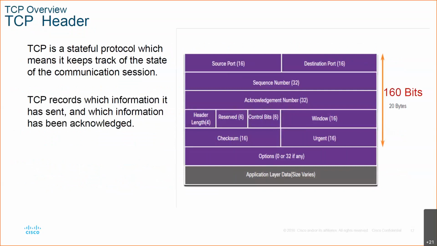So a TCP header is stateful. First of all, a TCP header, without the application data or the options, consists of 20 bytes. That means if you look at the individual bits, it's 160 bits, okay? So 160 bits divided by 8 would be 20 bytes, okay?